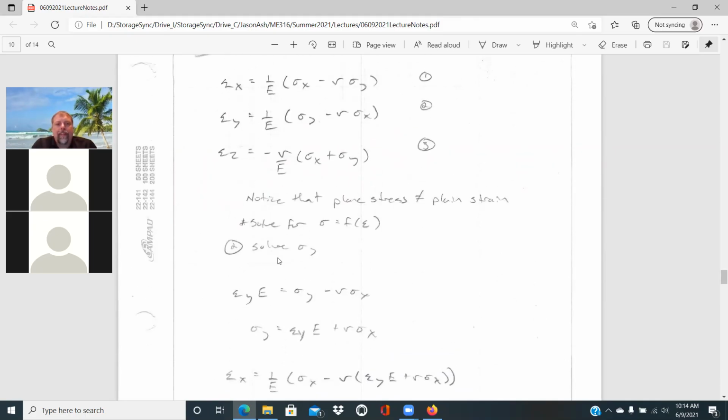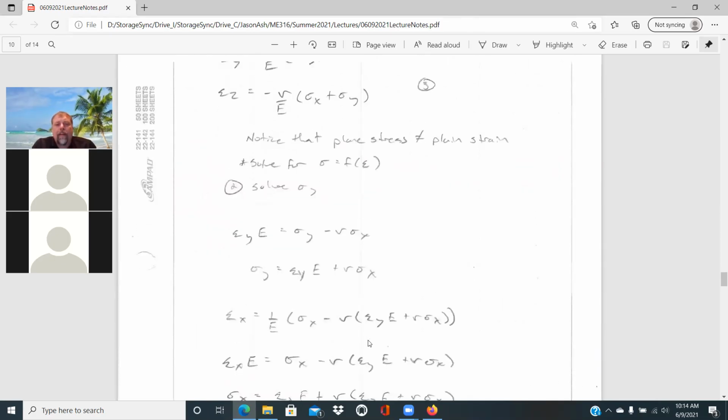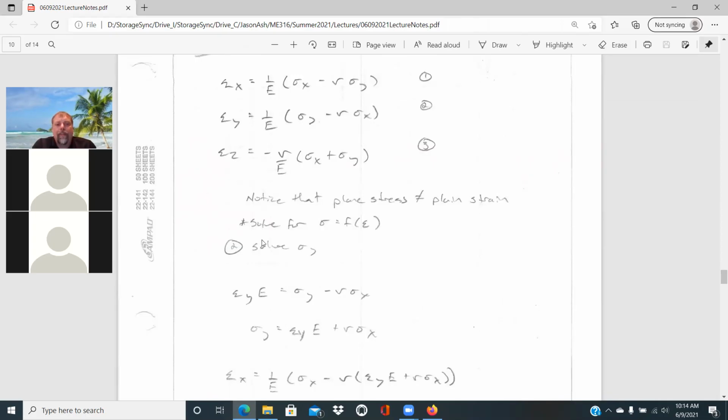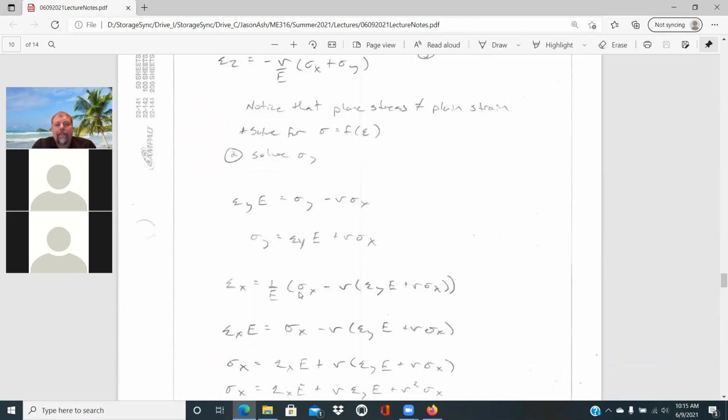And I'll step you through this. For the second one, solve for sigma Y. It'd be epsilon Y, strain in the Y, times the Young's modulus is equal to sigma Y minus nu sigma X. And so sigma Y would be equal to epsilon Y times the Young's modulus plus nu times sigma X. That we could substitute in for equation 1, our sigma Y term. So strain in the X is equal to 1 over E times sigma X minus nu, and sigma Y we just solved, epsilon Y times E plus nu sigma X.